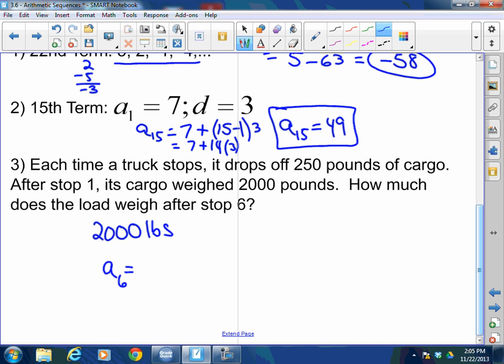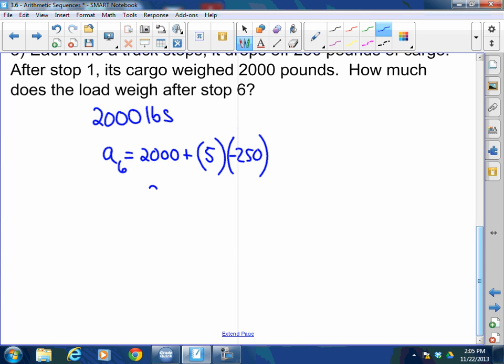What's my first term? 2,000 plus 6 minus 1, n minus 1, so that's 5, times what's the common difference here? If it drops off 250 pounds each time? Negative 250. Very good. So this is going to be 2,000 minus, because 5 times negative 250 is negative 1250. So the amount of weight after the sixth drop is 750 pounds.